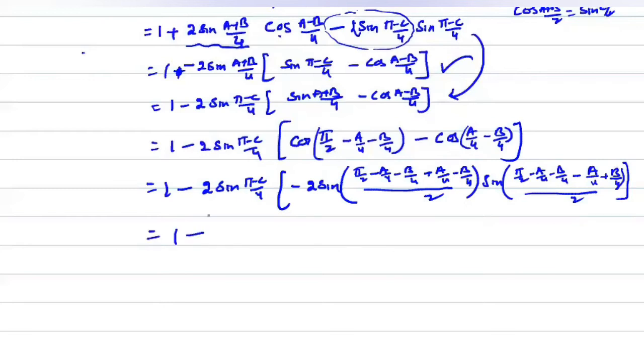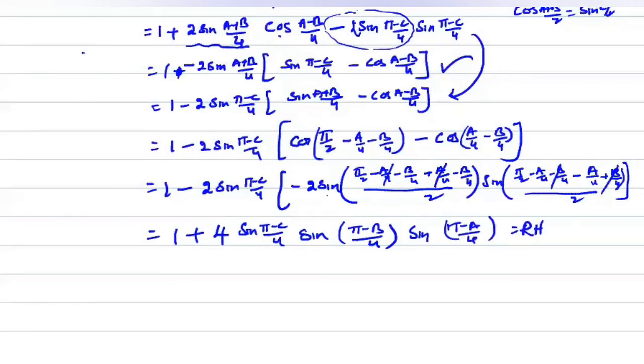1 plus 2 into minus 2 into minus 2, that is 4, sin of (pi minus c)/4. Next one is sin here. This a/4 gets cancelled with plus a/4. Minus b/4 minus b/4 is minus b/2. Pi/2 minus b/2, by 2, is (pi minus b)/4. Similarly, sin of, if b/4 gets cancelled, a/4 minus a/4 is minus a/2. (Pi minus a/2)/2 is (pi minus a)/4. So writing the last step as the answer, there is nothing but RHS.